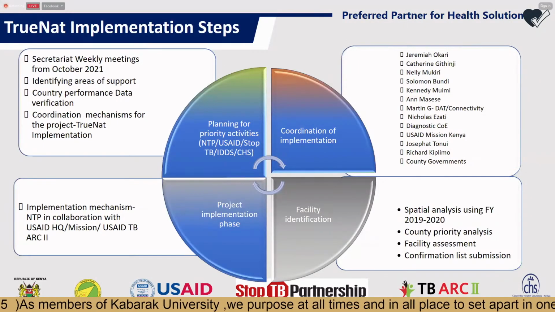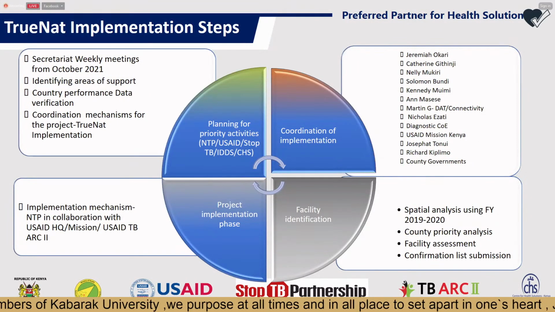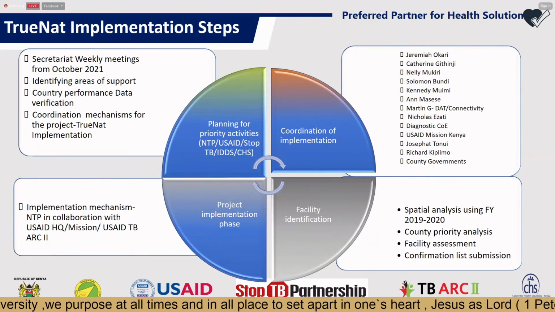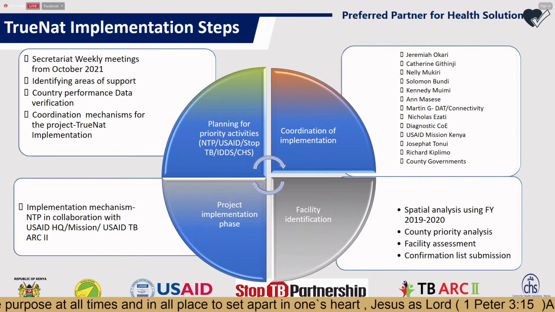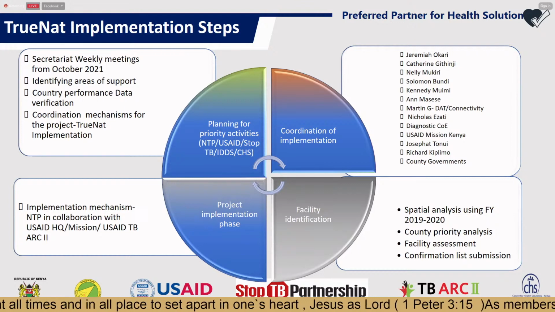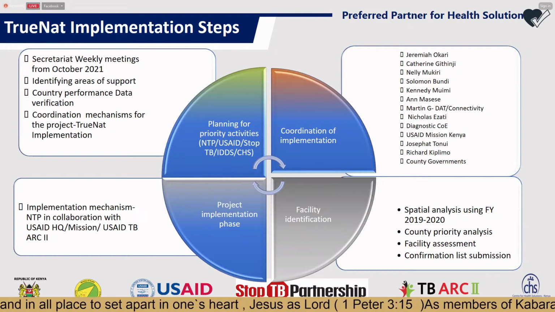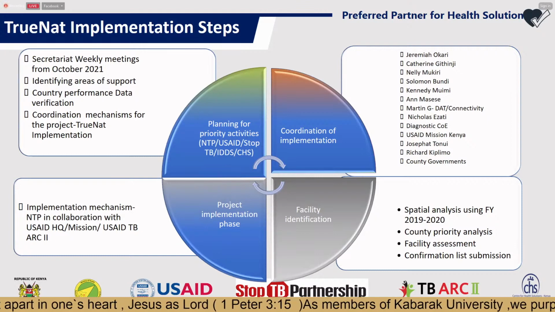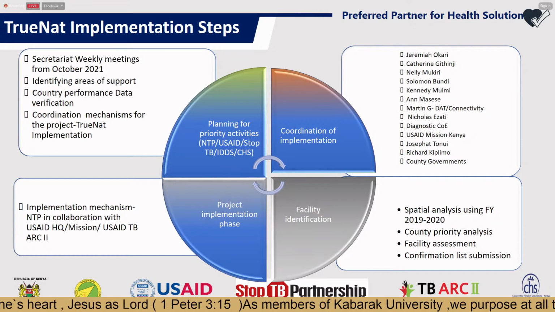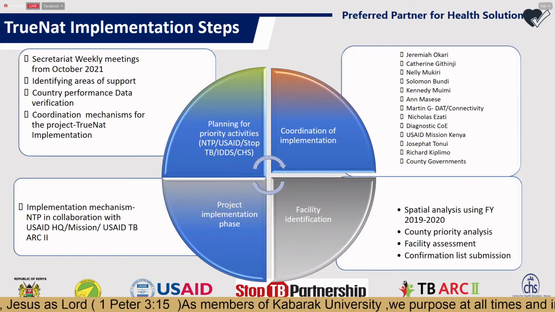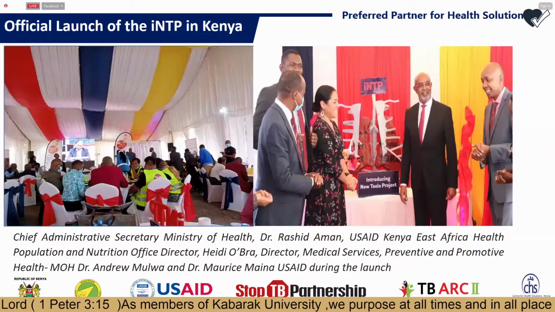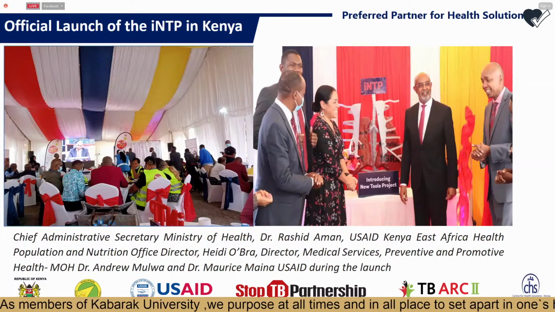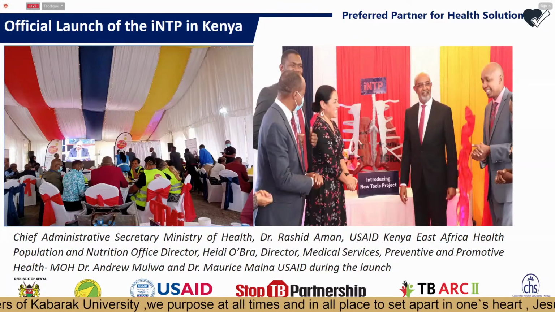So the steps in terms of implementation: a secretariat was developed in 2021 to support this process, bringing all the stakeholders together to look at what we need, the Gantt chart, and the coordination mechanism by the National TB Program, and acknowledging some of the colleagues who were supportive in that process. This is the launch of this project by high-level ministry officials.